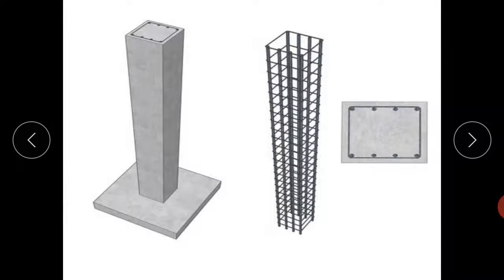Okay, so there are two types of reinforcements in the column. Main steel can take mainly compression and tension as per the requirement, and lateral ties are provided to resist the buckling and to hold the main bars in position, that is to increase the ductility.